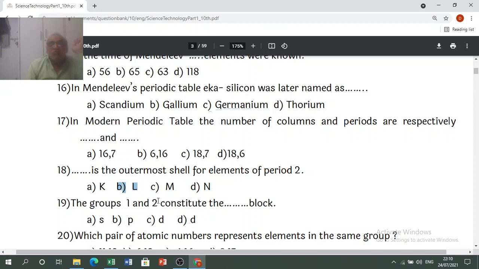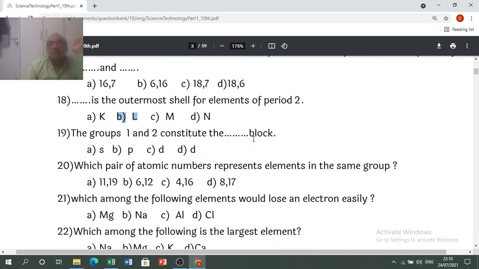The group of first and second constituent of the block is S block element. That is option is A. Which pair of number represent an element in the same group? In the same group, the valence electrons are same. Therefore, 11 to 81, 19 to 881. Therefore, the option is A. Which among the element will lose an electron easily? Sodium 281. That's why it lose electron easily.